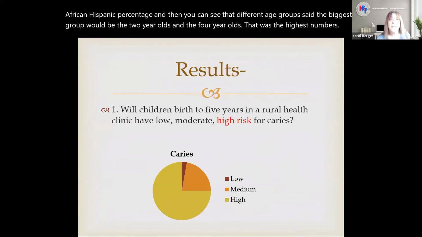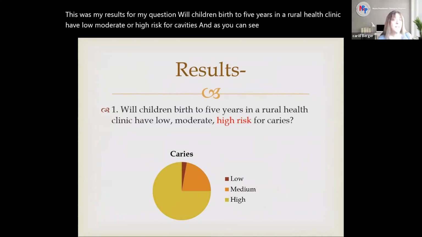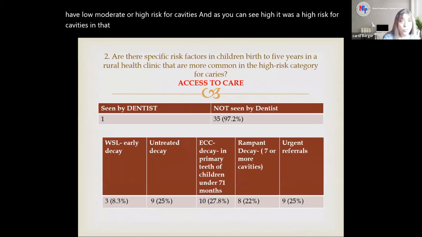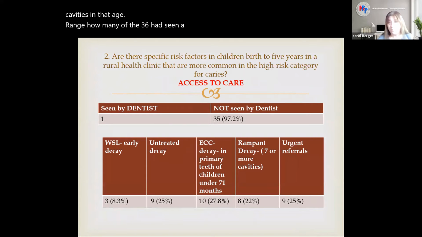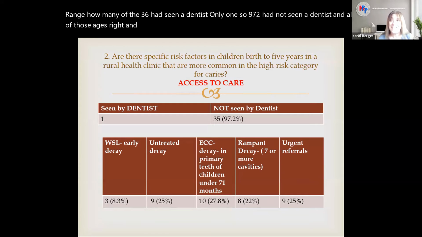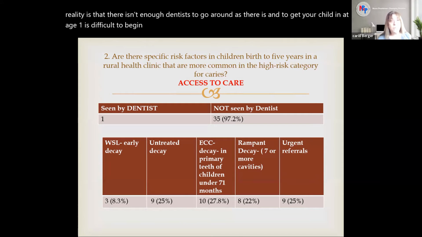This was my result for my question: will children birth to 5 years in a rural health clinic have low, moderate, or high risk for cavities? As you can see, high. It was a high risk for cavities in that age range. How many of the 36 had seen a dentist? Only one. So 97.2% had not seen a dentist in all of those ages. The recommendation is that they see a dentist by age 1, but the reality is that there aren't enough dentists to go around, and to get your child in at age 1 is difficult to begin with. But none of them but one had seen a dentist.